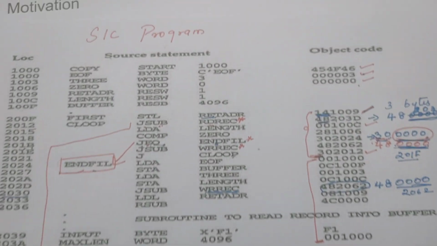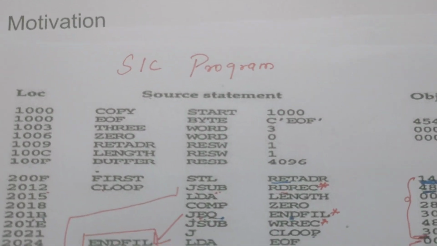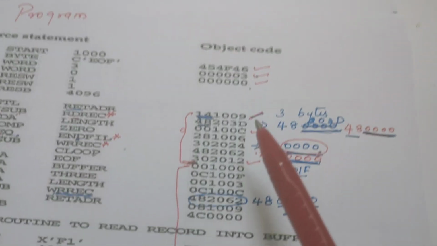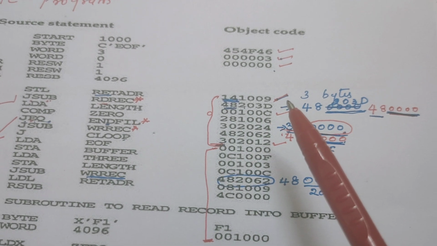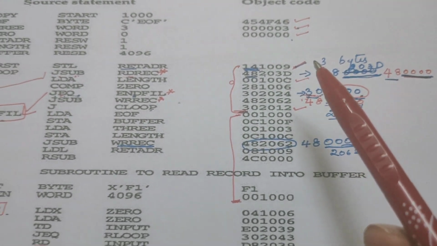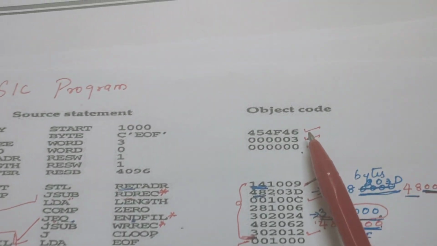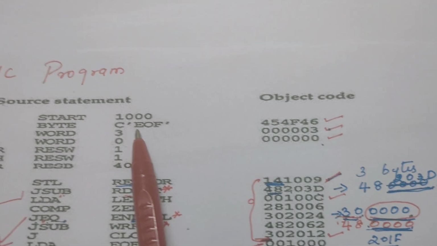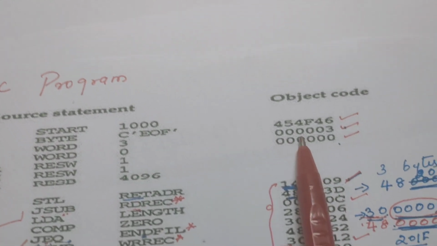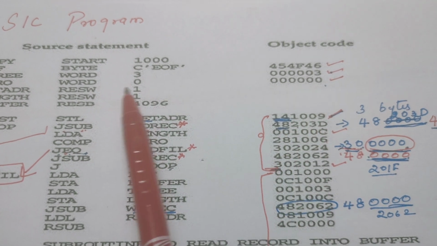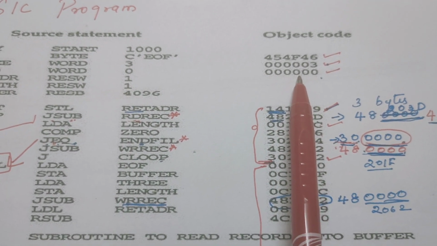Okay, consider this SIC program. In a SIC program, we know that there are two instruction formats, and both formats contain the address. Either it is direct addressing mode or it is indexed addressing mode. Look into the first object code. The first object code is nothing but the hexadecimal equivalent of EOF. The second object code is the hexadecimal equivalent of this word 3. The third object code is also just zeros.